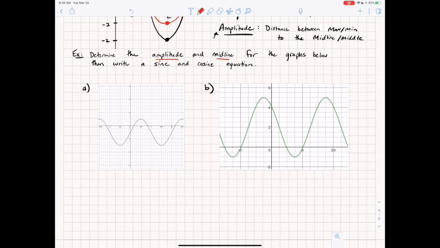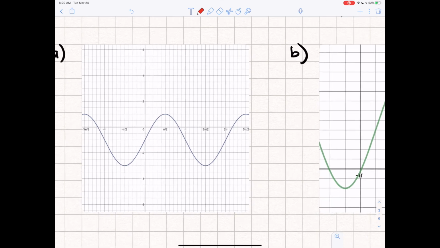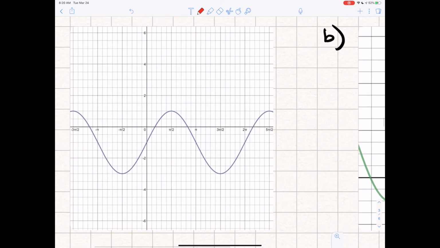All right, so let's look at A. I'm going to zoom in a little bit so we can see it a little bit better. All right, now I want to cut this graph perfectly in half. Well, one way to do this is to note where the max is and where the min is. So the max is at 1. That's this value. The min is at negative 3.